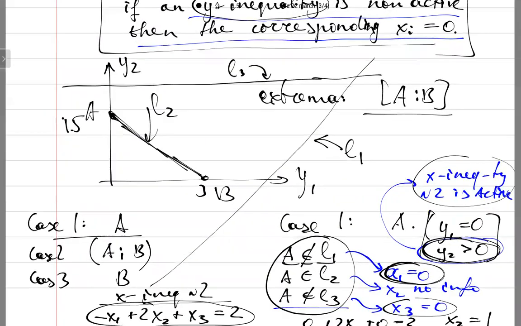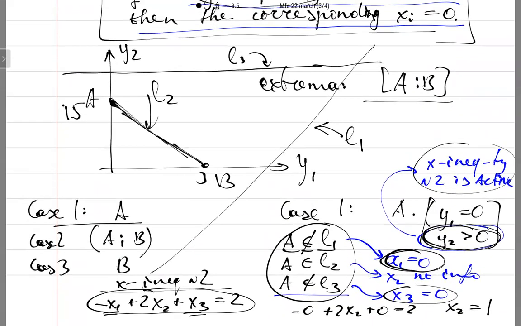So the number, you've spotted the problem exactly. The number is different. I have 3 inequalities for y1, y2, but I have only 2 inequalities for x. So I cannot match inequalities. I can match inequalities and variables.